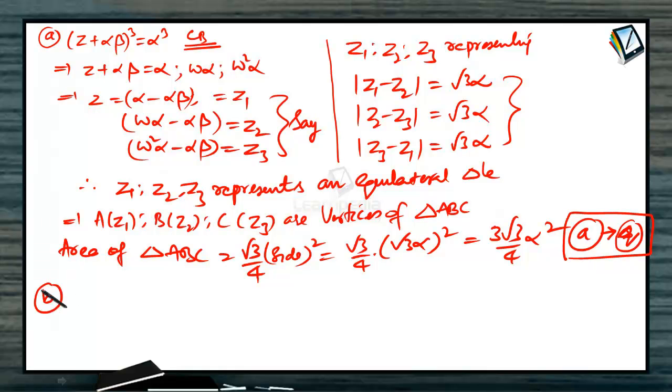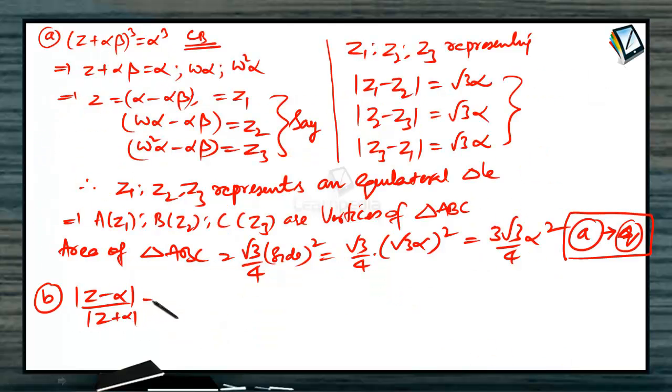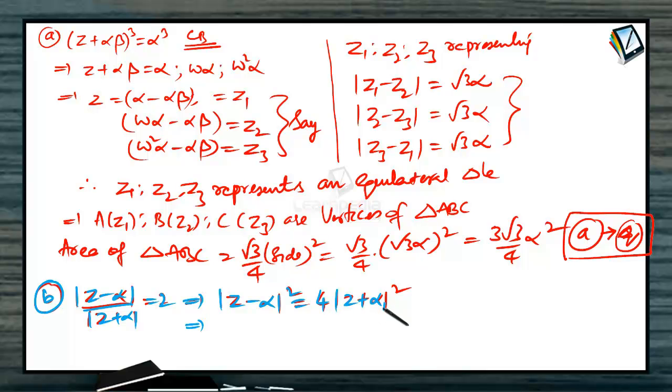Next, let us go to B bit. Now in B bit we have |z − α| / |z + α| = 2. So |z − α| / |z + α| = 2 can be written as |z − α|^2 = 4|z + α|^2.